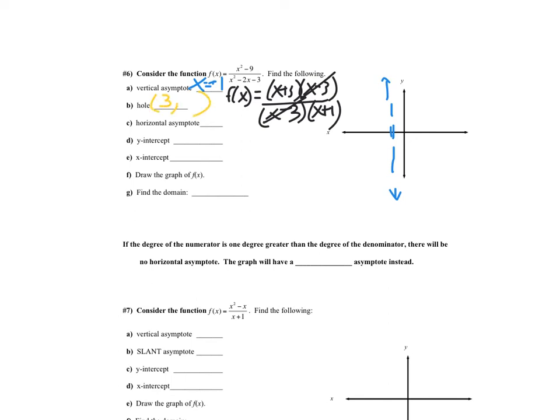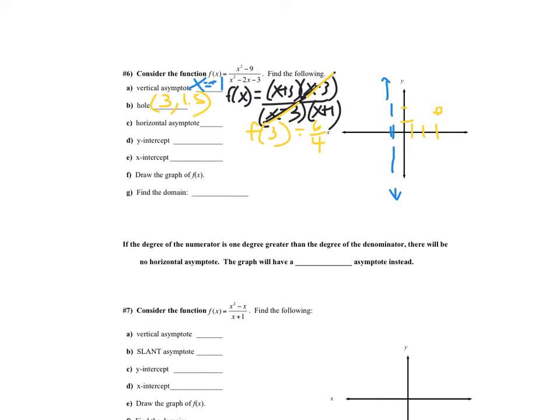But I need a point for the hole in the graph. So I'm going to plug in f of 3 into where I've already reduced that out. So I get 6 over 4. So that would give me 1.5. So I'm going to go to the point 3, 1.5, and I'm going to draw a hole in the graph.